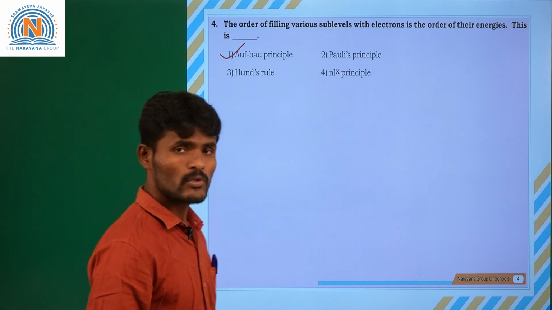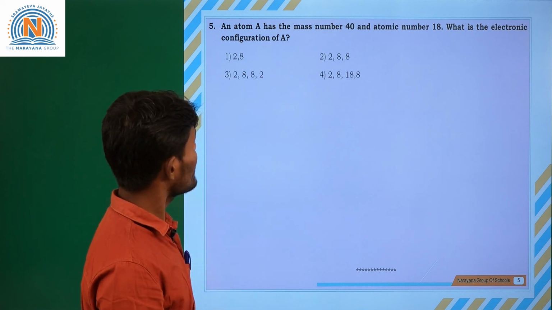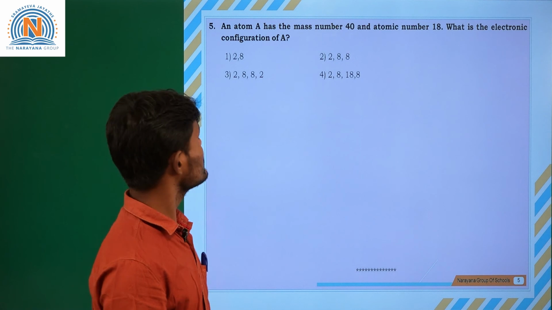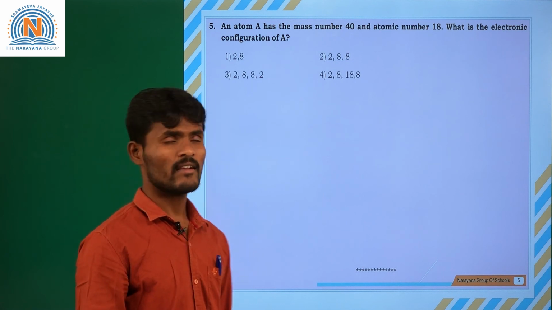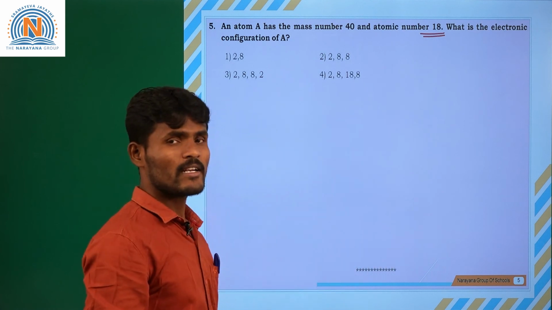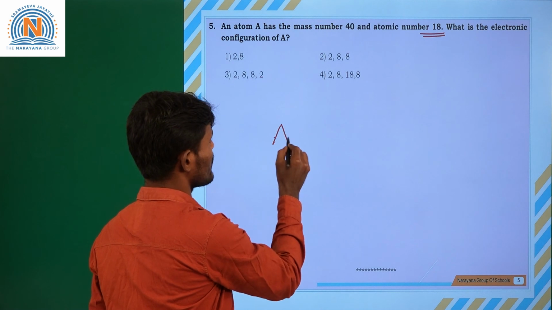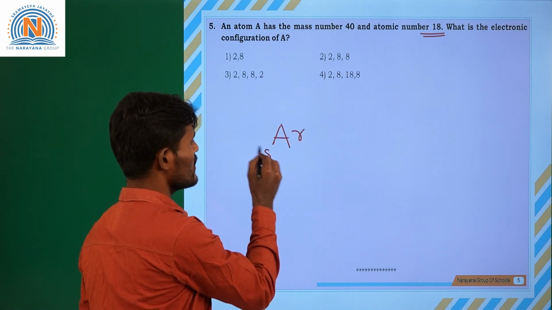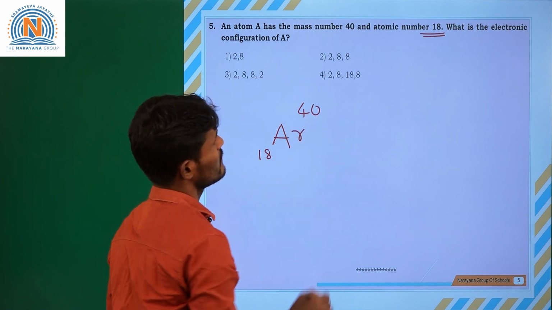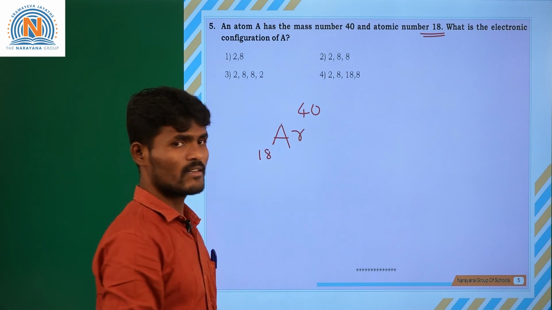Next, fifth question. An atom A has the mass number 40 and the atomic number 18. What is the electronic configuration of A? See here, they have mentioned the atomic number 18. So what is that element? Argon. Its mass number they have given as 40. So what is the electronic configuration of argon?